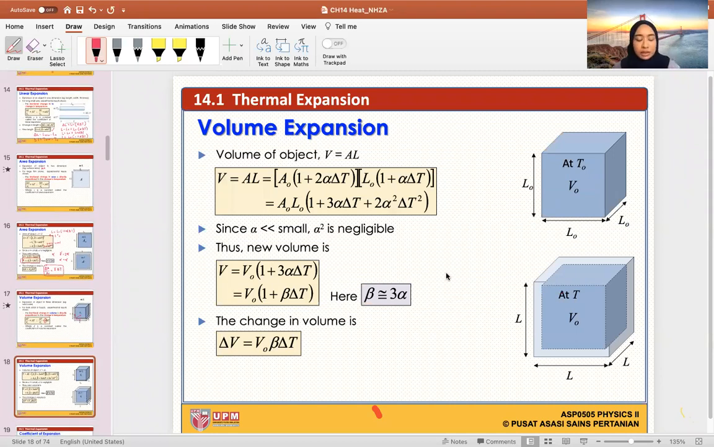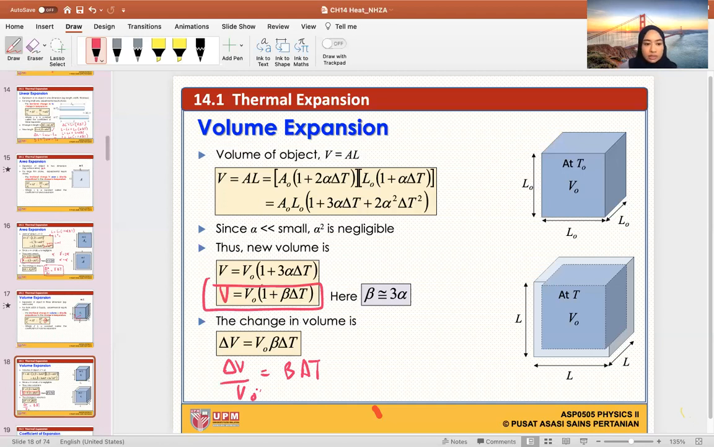Again, you can expand this on your own free time. Basically you will get V equals V naught in brackets 1 plus beta delta T, where beta is equal to 3 alpha. The change in volume, this is your first equation for volume. The second equation is delta V equals beta delta T times V naught.